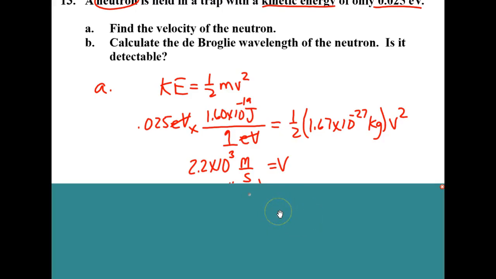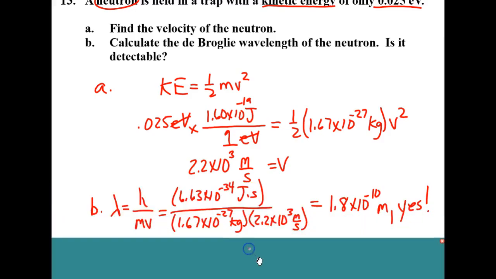Now that we know its velocity, we can go ahead and calculate its wavelength using the de Broglie wavelength equation. Lambda equals h over mv. Planck's constant in joule seconds. There's our mass again off the reference table, and our answer from A, 2.2 times 10 to the 3. We go ahead and do the math, and we should get a wavelength of 1.8 times 10 to the negative 10 meters. And yes, it's detectable.